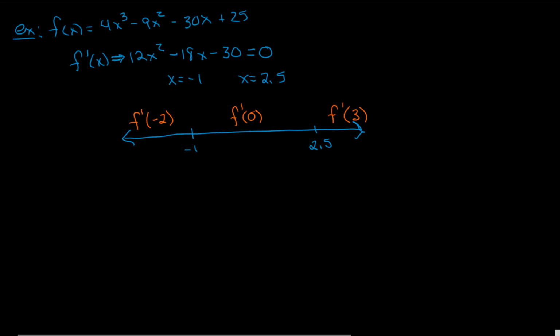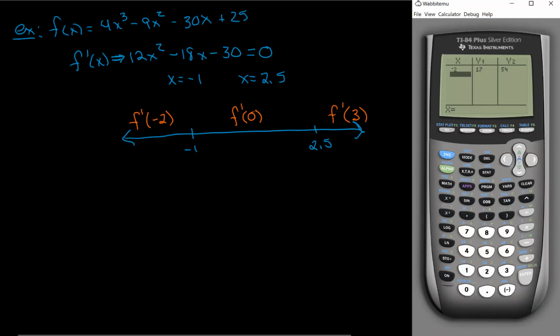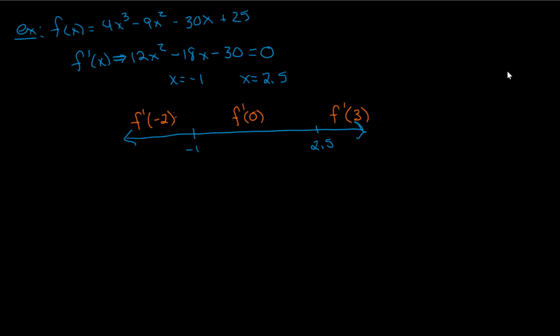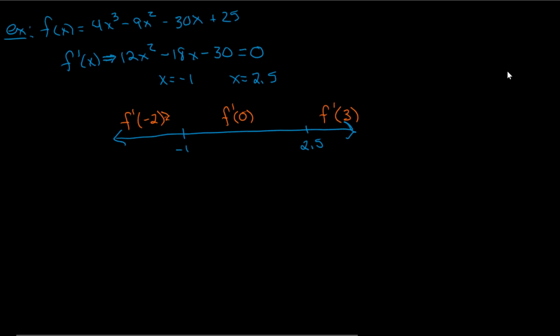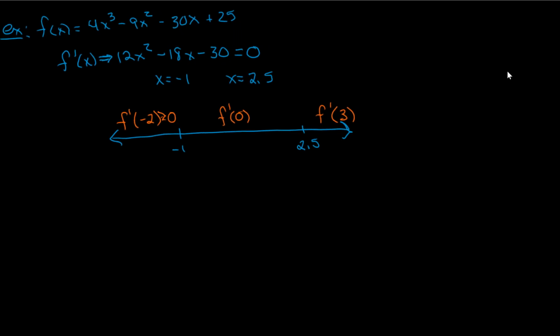Okay. At -2, the y value is 17, but notice what the slope is. The slope is 54, which tells me that the slope is greater than 0. And if the slope is greater than 0, this thing is increasing.